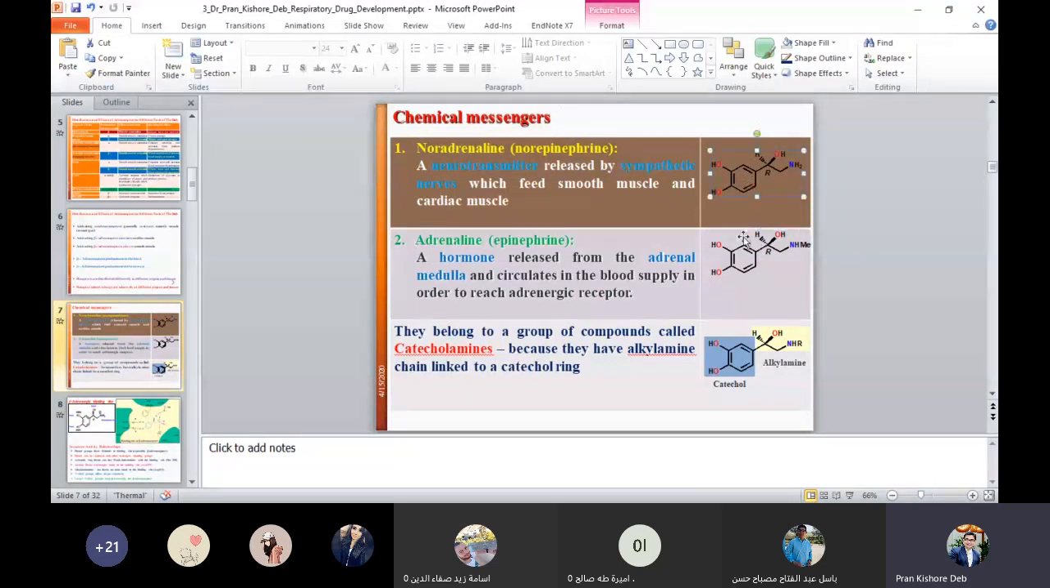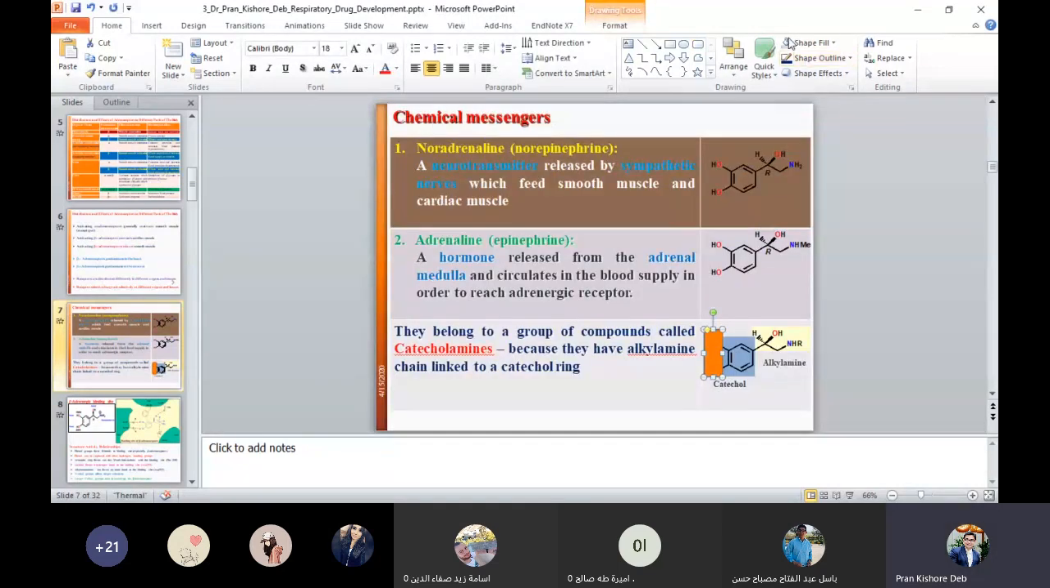What is common in them? They both have a catechol ring system and an alkyl amine side chain. That's why they are categorized under a class of compounds known as catecholamines. So let me show you. You know what a catechol group is? Who can tell? I want to see how many of you have clear knowledge on this. OH. Benzene ring with OH. Is it the ring with OH only?